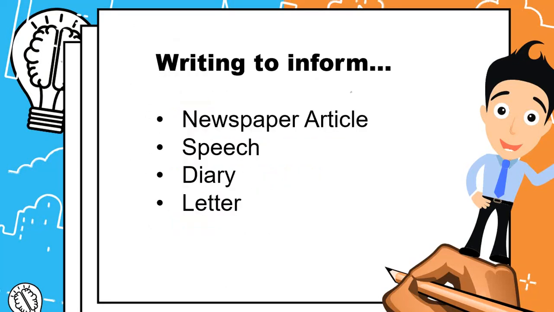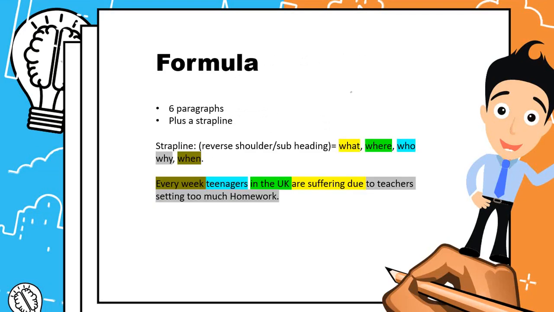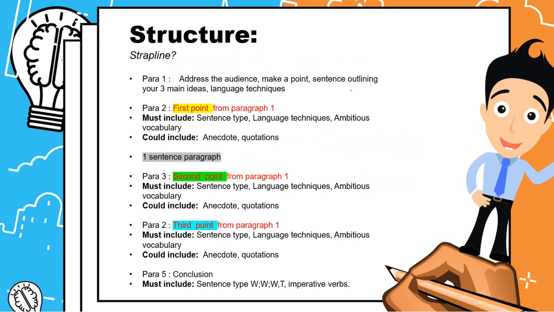So if we go right back to the very beginning, could it be a magazine, newspaper article? Could it be a speech, a diary, a letter? You may get any one of these in your exams. So it's worth playing about and trying different things. So we've covered the structure, the formula, what a strapline is and how to use it, and what we need to include in our sentences. Now it's over to you to have a go.